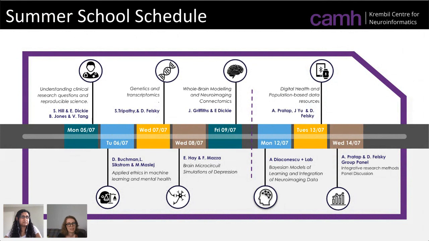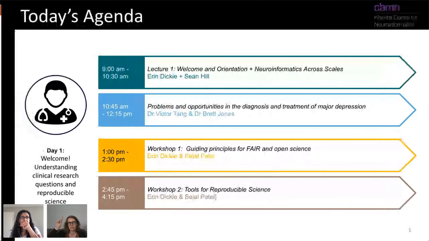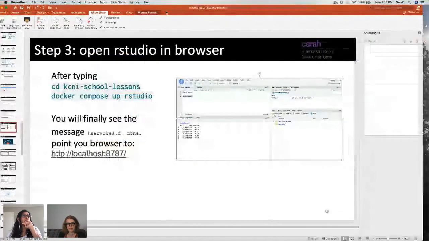So this morning we heard from Sean Hill about neuroinformatics across scales, and then we heard an amazing lecture from Victor Tang and Brett Jones. I want to remind you that you can hear more from those people, that you can rewatch that content by looking up where you see the title of this slide right now, and by navigating to that earlier session.